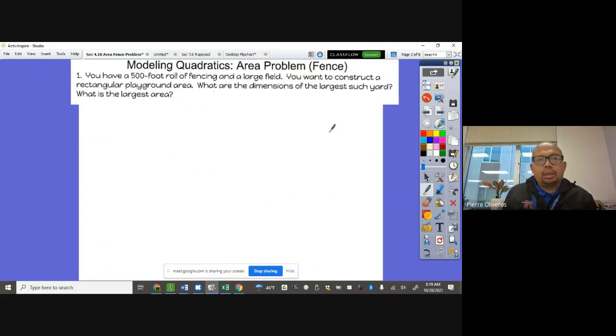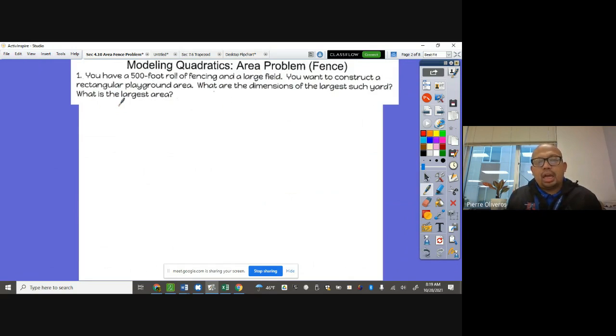All right, so we're here to review and learn about modeling quadratics, the area problem with fence. Number one, you have a 500-foot roll of fencing in a large field. You want to construct a rectangular playground area. What are the dimensions of the largest such yard, and what is the largest area?